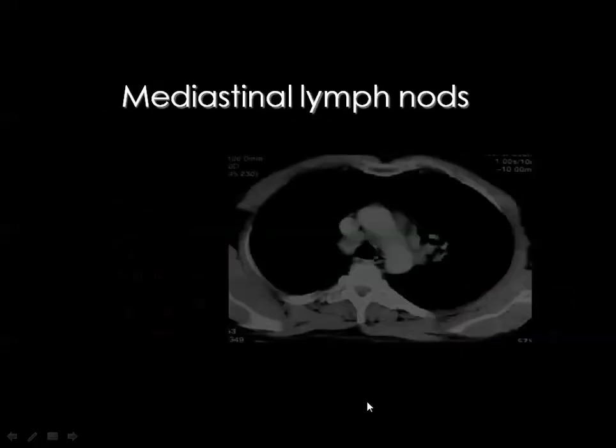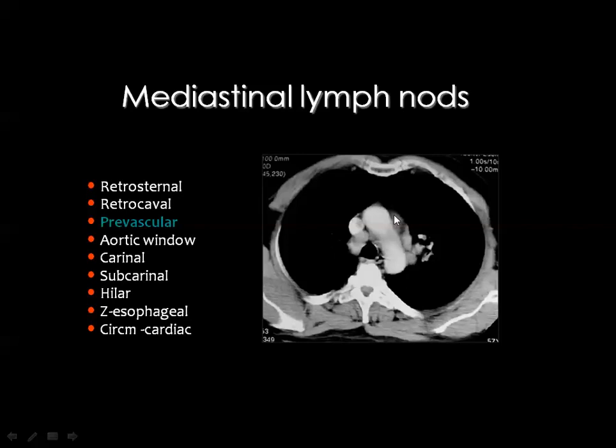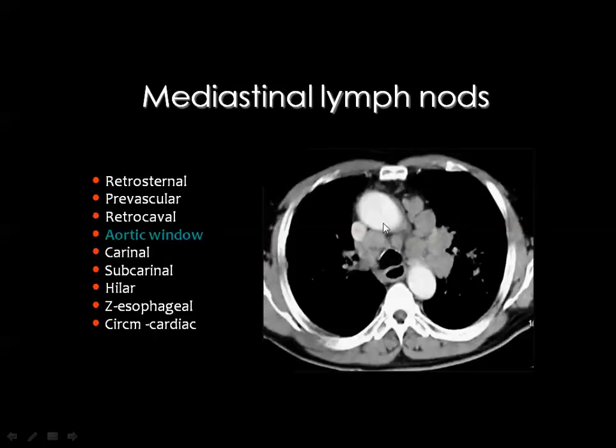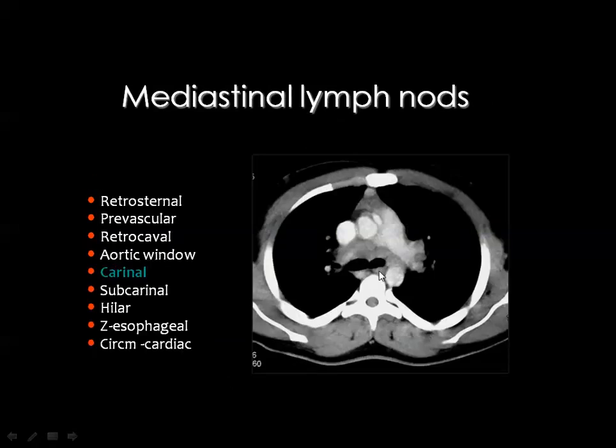nodes. The next site is along the arch of the aorta. This group of lymph nodes is known as the prevascular group of lymph nodes. Then the next group is located between the ascending aorta and the descending aorta above the pulmonary artery. This group of lymph nodes is known as the aortic window group of lymph nodes. The next are located at the division of the trachea into two main bronchi. They are known as the carinal lymph nodes.